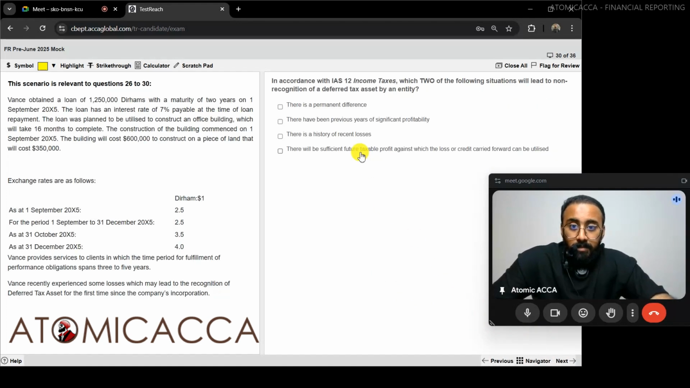Last one from Section B. In accordance with IAS 12 Income Taxes, last is deferred taxes. Which two of the following situations will lead to a non-recognition of a deferred tax asset by an entity? What was the statement given here?